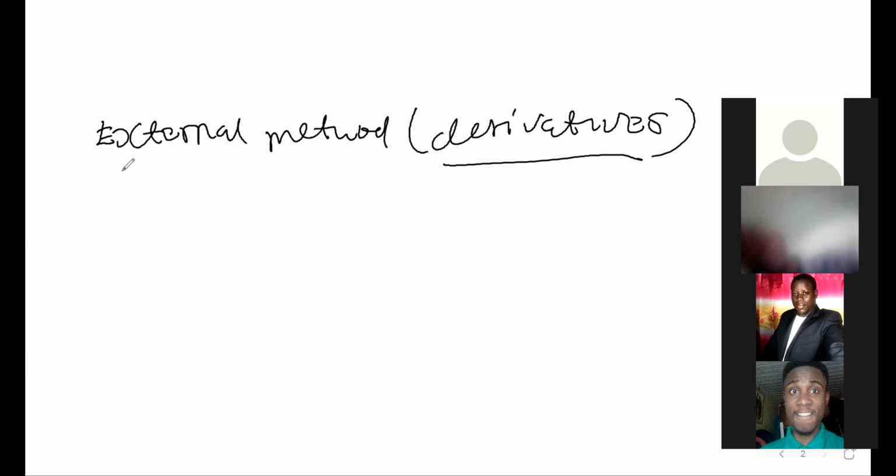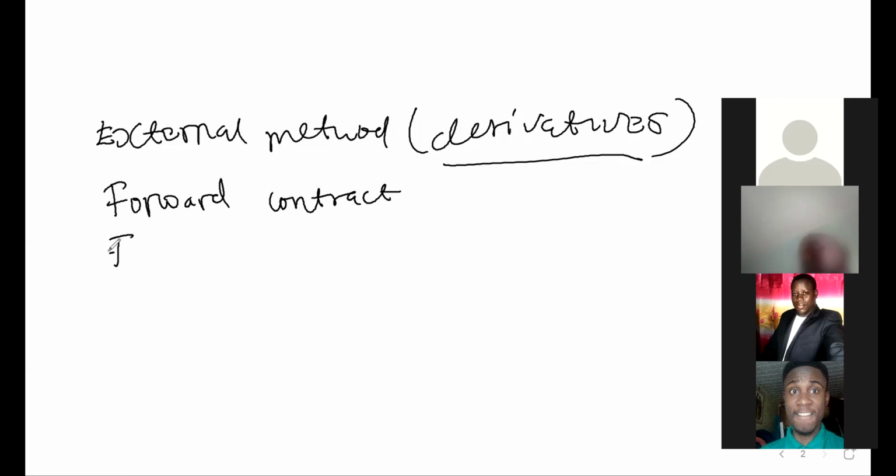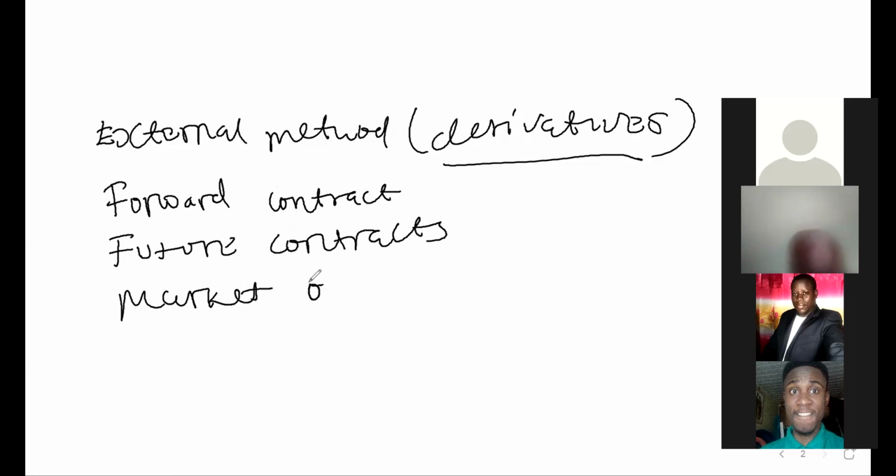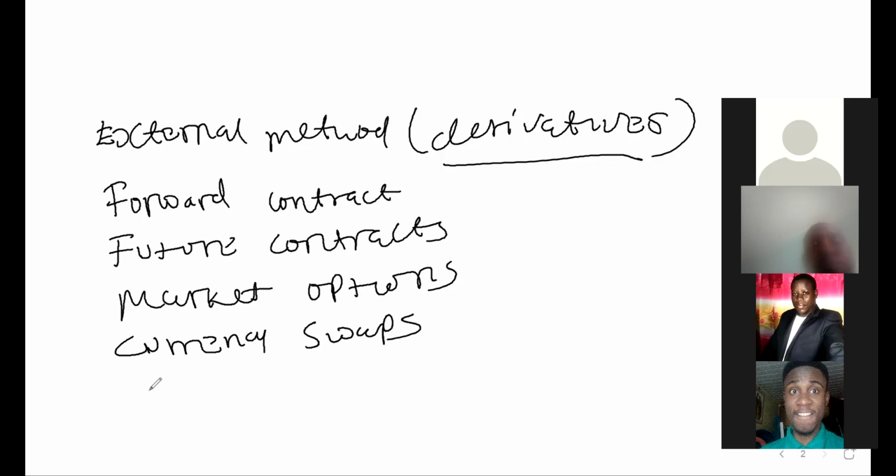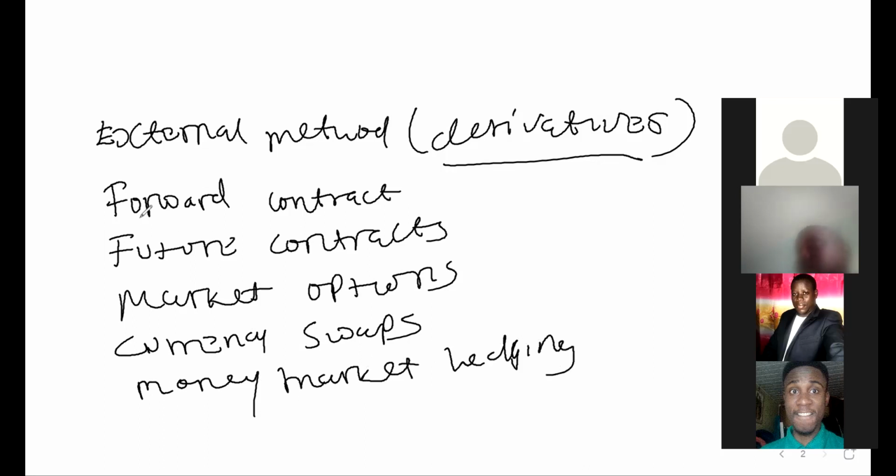We had listed several derivatives which can be used to hedge against exchange rate exposure. The first one was forward contract. The second one is future contracts. There's what we call market options or currency options. Then there's currency swaps. Then the last one, money market hedging. Those are some of the derivatives which a company can use, which we are going to discuss in detail, how the company can use these derivatives for purposes of hedging against exchange rate exposure.